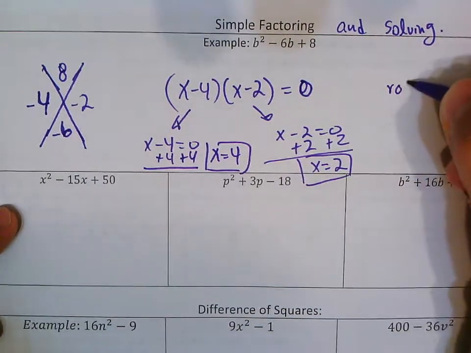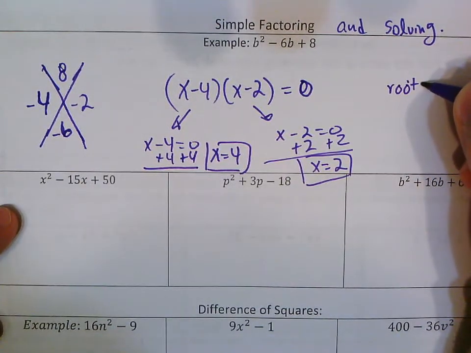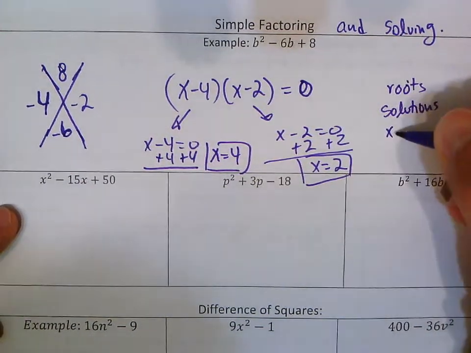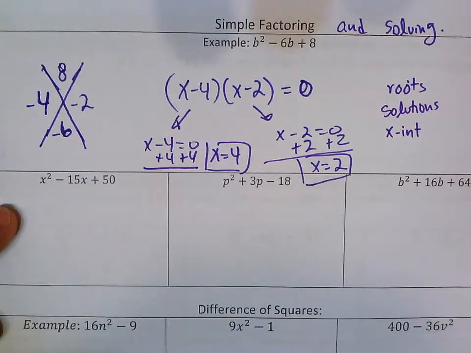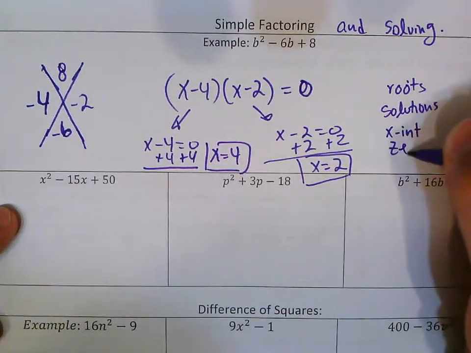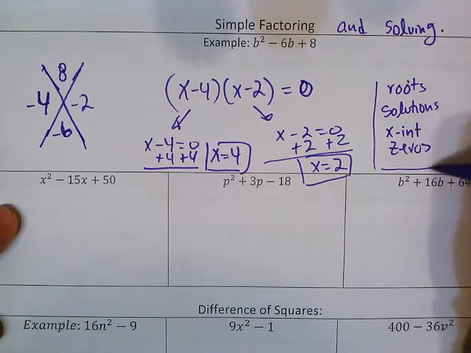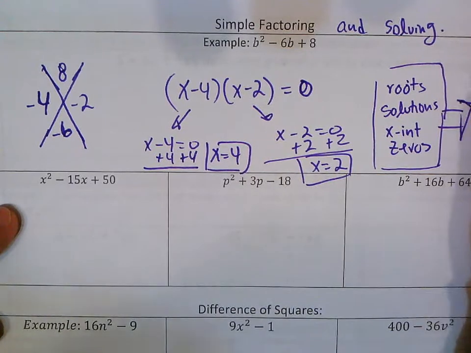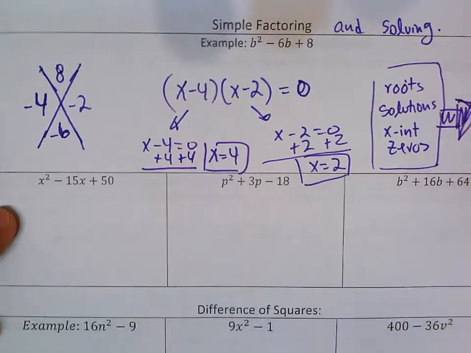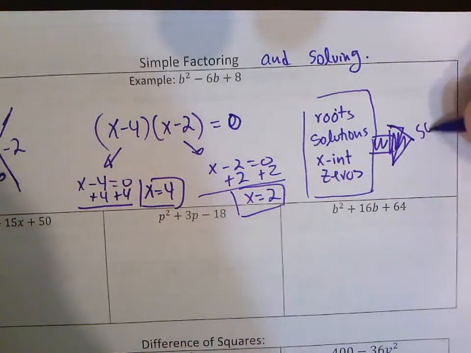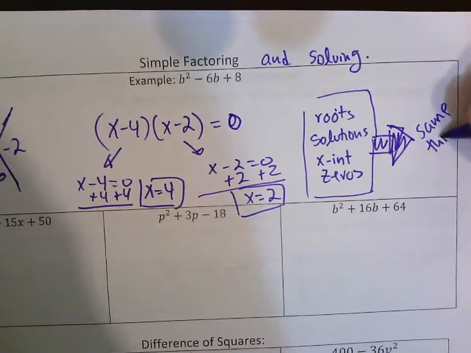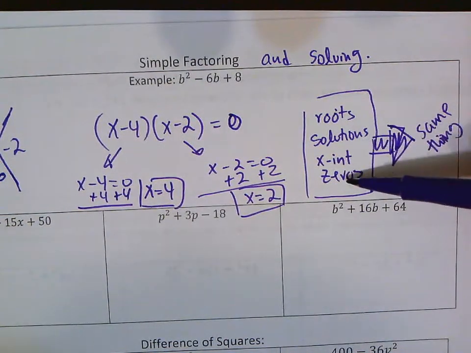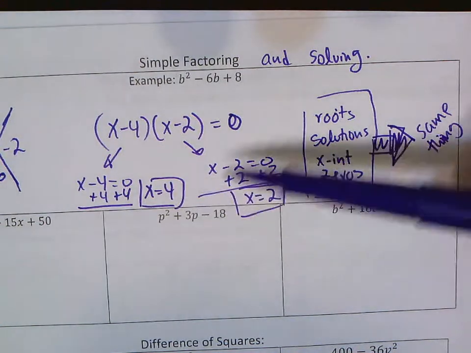Let me talk about that right now. These are called the roots or solutions or the x-intercepts. And I'm missing one more. Oh yeah, the zeros. All these things are actually the same thing. Roots, solutions, x-intercepts, and zeros are the same thing.